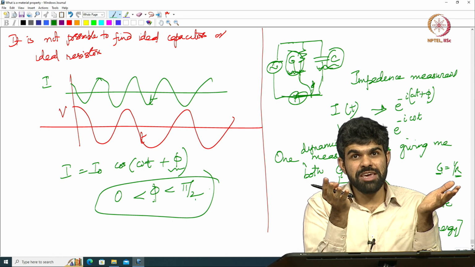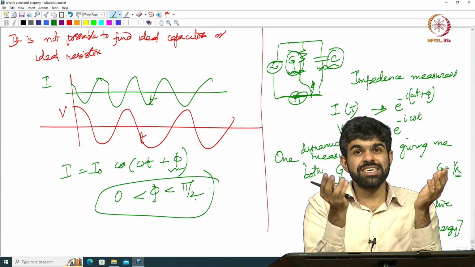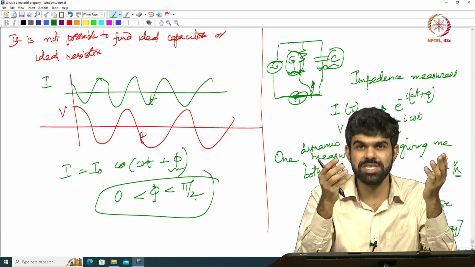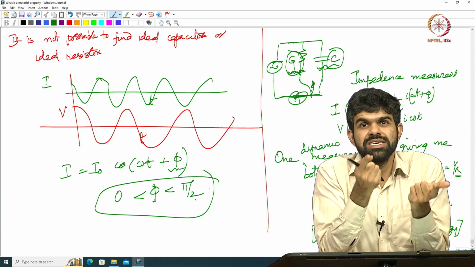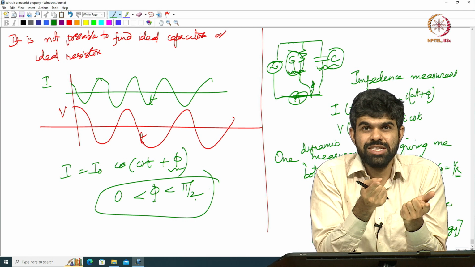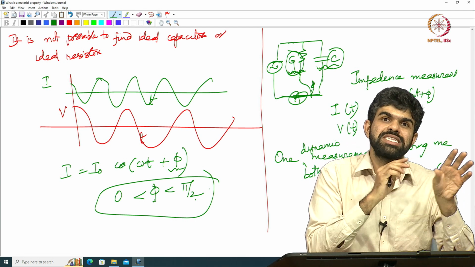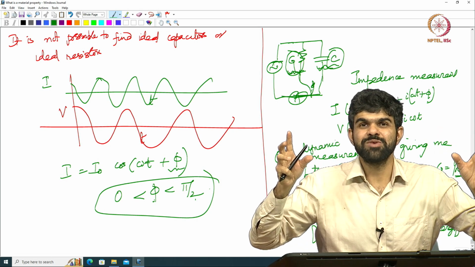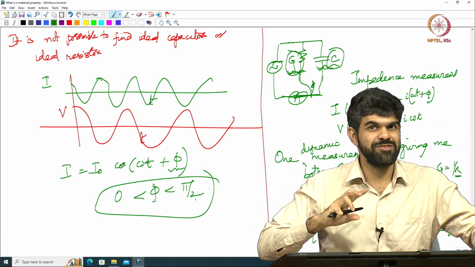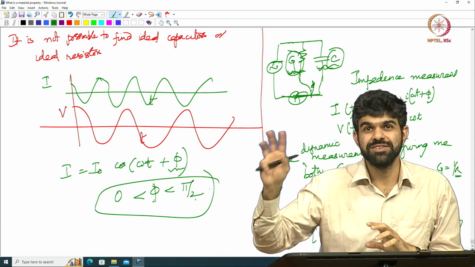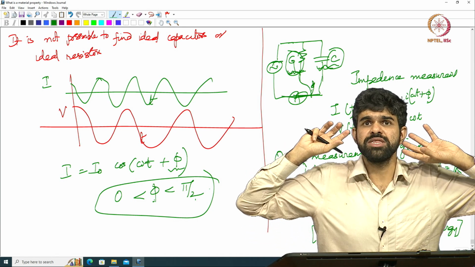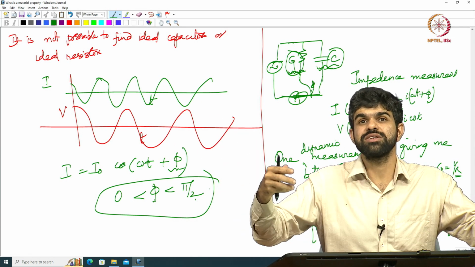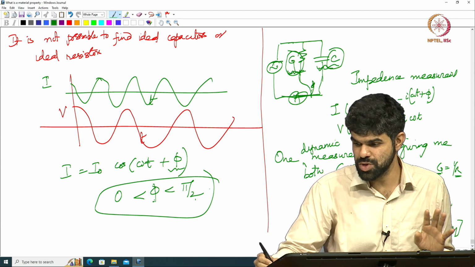And if the current is not exactly either completely in phase or completely out of phase, there is some phase difference, then I can always determine what that phase difference is, and as a result I can estimate what G is, what C is. One measurement is giving me two sides of the same coin. One side is G, a dissipative property, and the other side is C, a conservative property. So far we have been thinking of them as two different properties, but now we know that one measurement is giving me two different properties. So let us build on that.